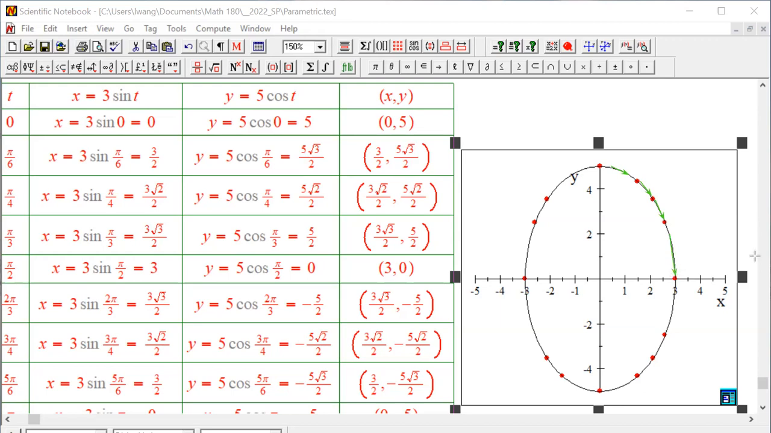That's it. There are some other examples in your homework for you to practice. So this will be the perfect opportunity, first, to understand parametric equations, and secondly, to review trigonometry. I hope you will take your time to work on these examples.